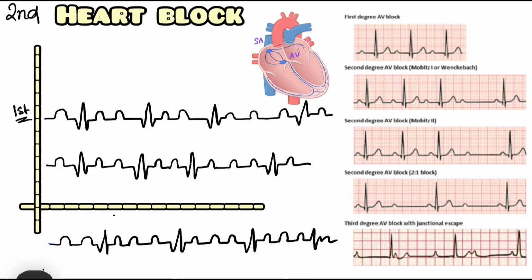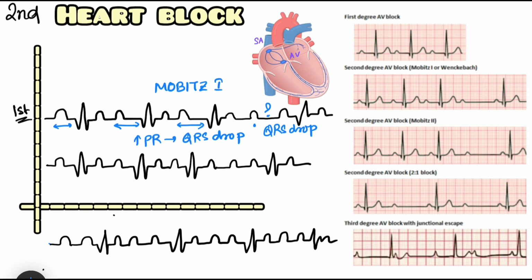In the first graph that you can see over here, the PR interval is progressively increasing. This is the PR interval over here, and then the PR interval increased further, then the PR interval again increased further, and this increase ultimately leads to a P wave, but after that, there's a lost QRS or QRS drop. So basically, there's a progressive PR increase, finally leading to a QRS drop. This type of second degree heart block is known as Mobitz type 1 block.